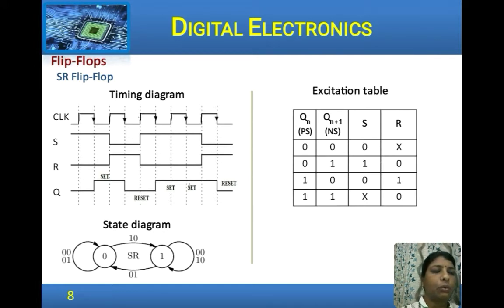It gives what are the inputs to be given to get a next state that is required, given the present state. So, for the SR flip-flop, we have seen the truth table, the logic diagram of it, the symbol, and then the characteristic equation, the timing diagram, state diagram and excitation table. We will proceed similarly for the other flip-flops also.